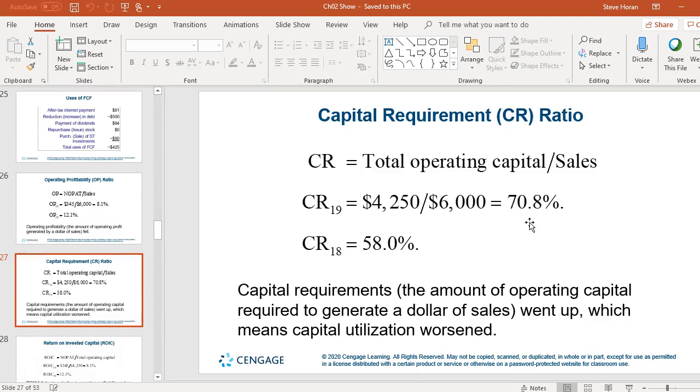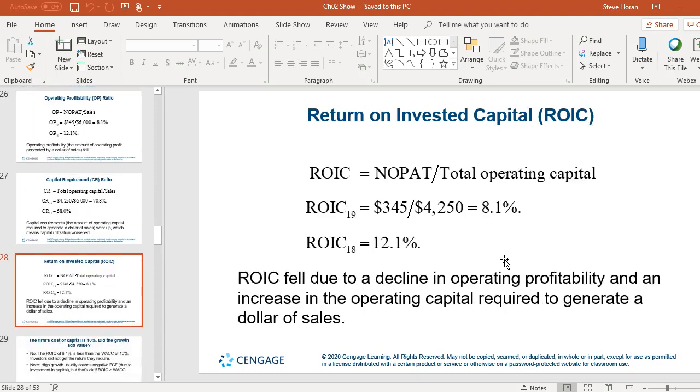And then my capital requirements ratio, my operating capital divided by sales. You can see that went from 58 to 70.8. The amount of capital needed to generate sales went up, which means we were not very efficient in using our capital, so that's not good. The return on invested capital is my NOPAT divided by operating capital. It went from 12 to 8. And again, because my profitability went down, that didn't help.